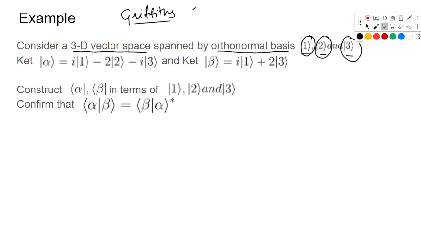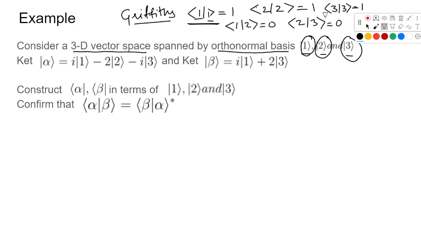What this means is that the inner product of 1 with itself, the bra and the ket, is going to be 1, or in other words, the norm of 1 is 1. Similarly, however, this is the normality condition or normalization condition. Orthogonality condition is etc. So this sums up what we mean by the orthonormal basis. This also means that any ket can be expressed in terms of this orthonormal basis 1, 2, and 3.